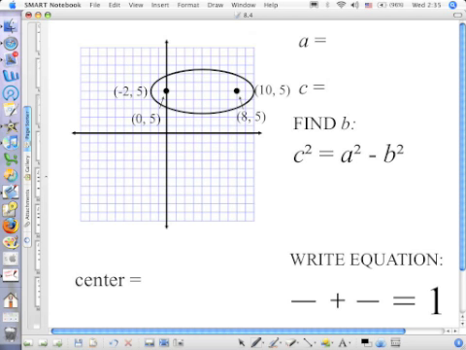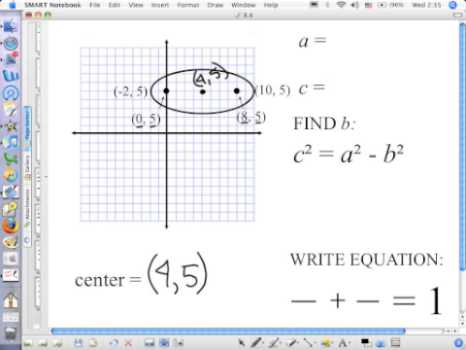Okay, I'm going to use the foci points, which would be x plus x over 2, 4, y plus y over 2. All right, I know my center now. That's how formulas work. Okay, what's the value of A?